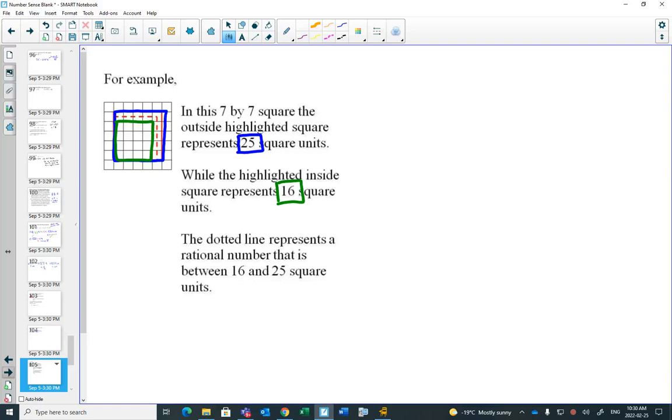So for example, what's a number between 16 and 25? 18, 20, okay? Does it make sense that the square root of 20 has to be a number in between 4 and 5? It's not something that we can easily do mental math, right, unless you've had lots of practice.